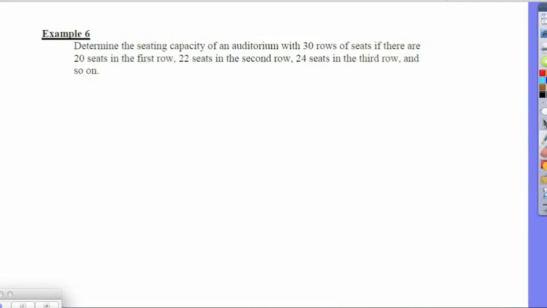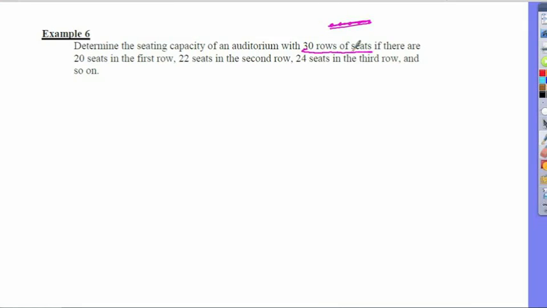On example 6, determine the seating capacity of an auditorium with 30 rows of seats. If there are 20 seats in the first row, 22 in the second, 24 in the third, and so on. Now guys, please use the formulas for this. Some of you will sit there on a quiz or a test and you will literally try drawing out 30 rows of seats and draw these little seats and try to draw 30 rows and count them. And you will be there forever and you will probably miscount and mess up. Do not do that. Do not draw and list them out. Just use the formulas. It's so much easier.